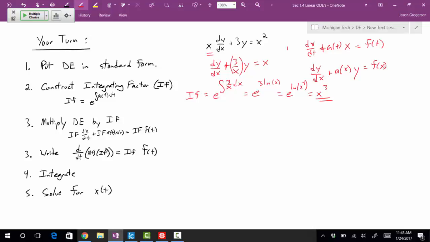So again, I'm referring to that log property again, where that constant out front goes up into the exponent. Yep. Excellent question. I'll hit that up when I'm done here.